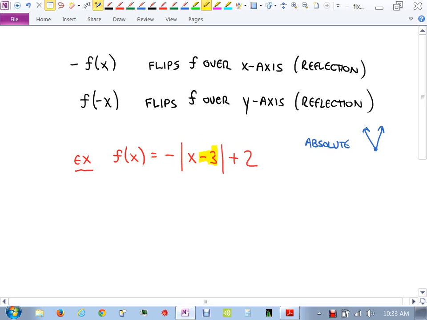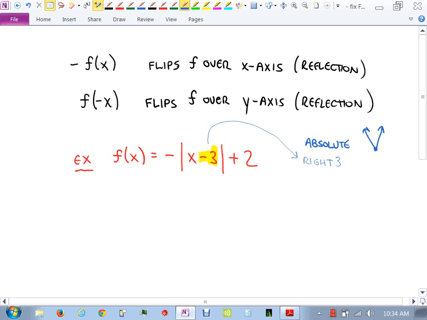We take care of the 3 first. The minus 3 inside tells us which way. Right 3. Okay, that's what this tells us. Then, careful, next thing that would happen.